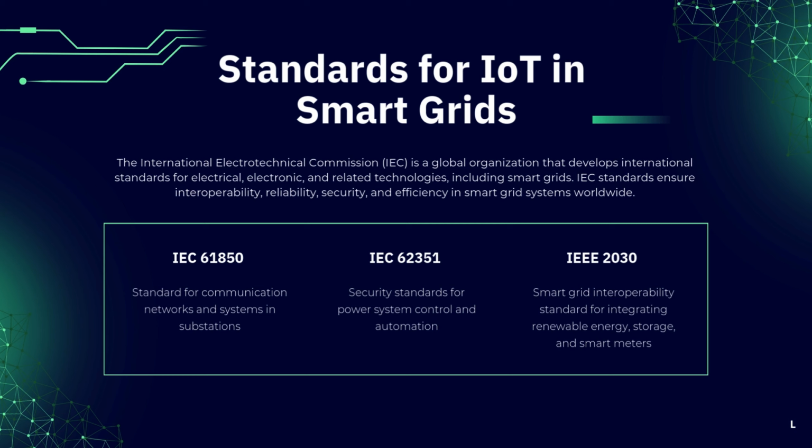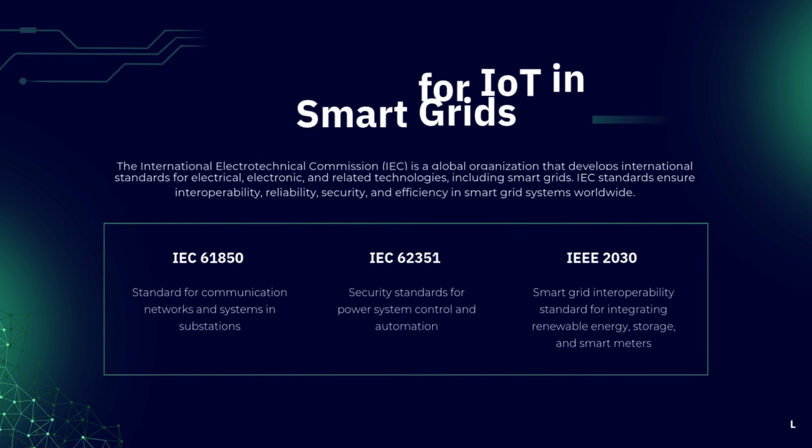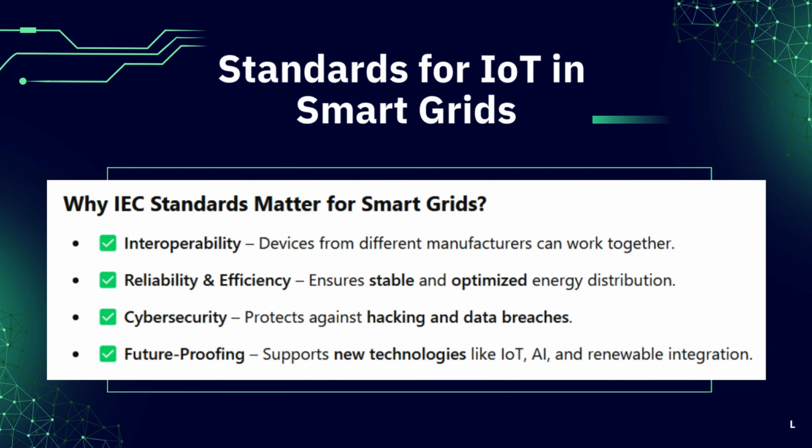So next one. Here, why IEC standards matter for smart grids. As I mentioned in the previous slide: interoperability, reliability and efficiency, which ensure stable and optimized energy distribution. Cybersecurity, the most important part today because everything is on the internet. Also future-proofing, which means that moving forward it will be easier to improve things, and it supports new technologies like IoT, AI, and renewable integration.